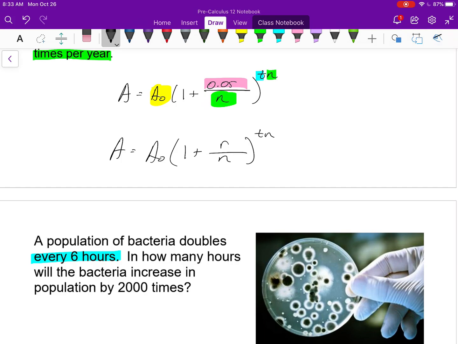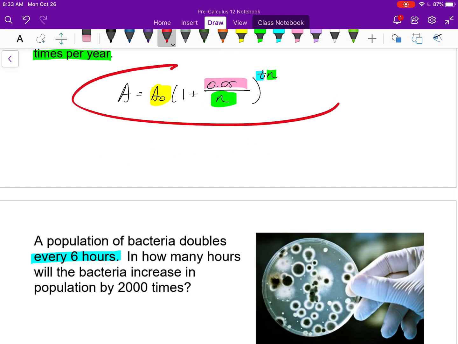But this is the general compound interest formula, if you wanted one, where R is the rate of growth per year as a decimal, and everything else I've already explained. All right, but again, what's more important than that formula, because I'm going to erase that, is understanding how I got to this.